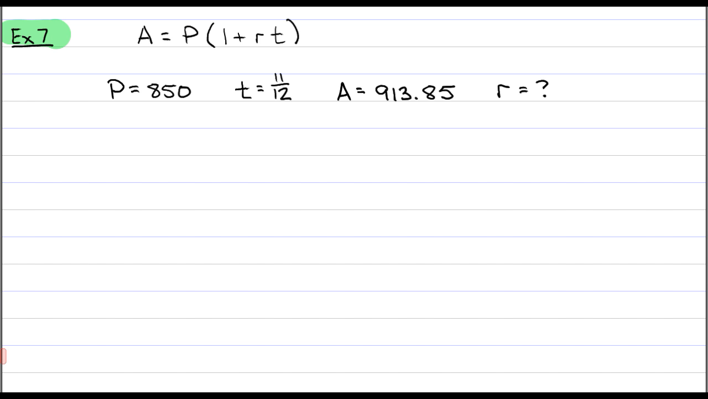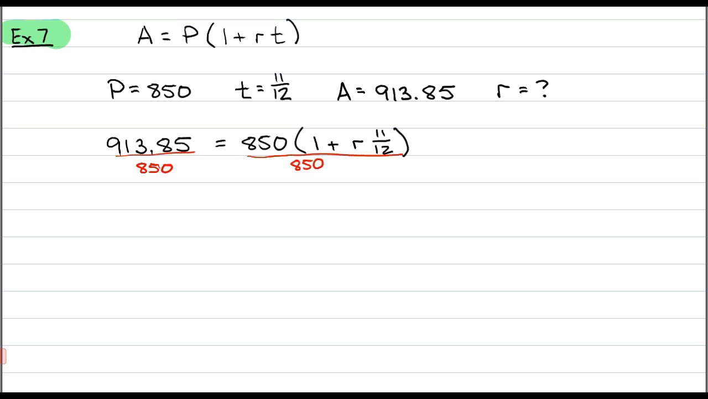So, plugging in the values that we know, we get 913.85 is equal to 850 times (1 plus R times 11 over 12). There are a few different ways to solve this. What I'm going to do is start by dividing both sides by 850. If I do that, I have 913.85 divided by 850.